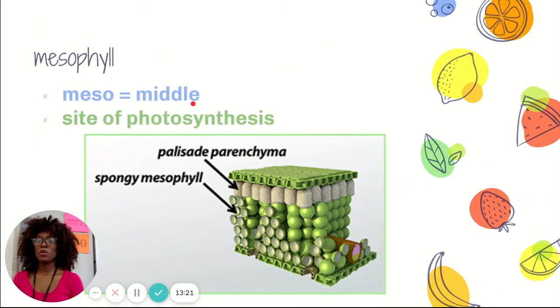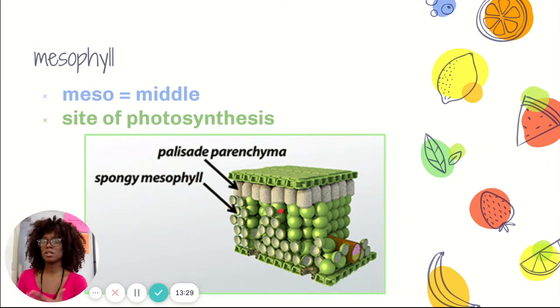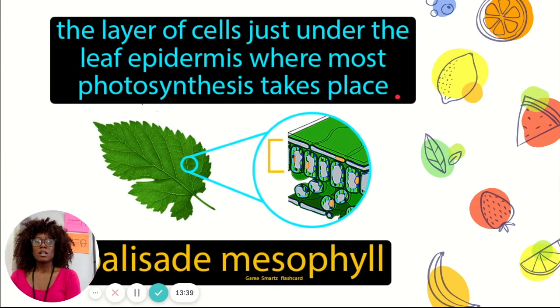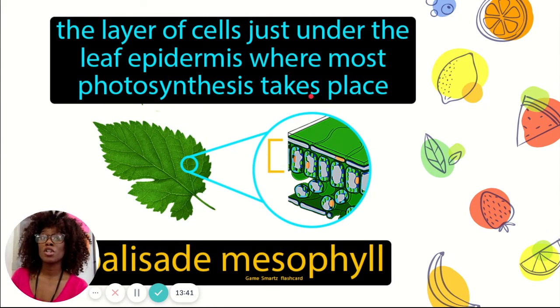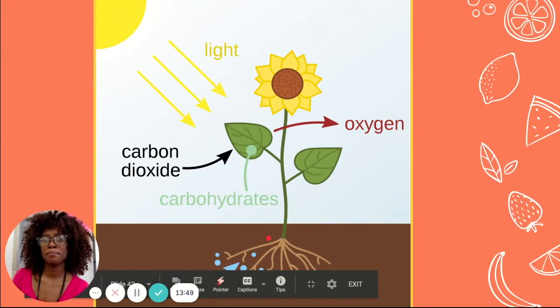The mesophyll. So meso just means middle. So it's going to be the middle of the leaf. The actual middle of the leaf is where photosynthesis actually occurs. So the top part of the leaf is meant to take in the light, and then it transfers it to the middle of the leaf where the photosynthesis actually truly occurs. The site of photosynthesis. That's a layer of cells just under the epidermis where most of the photosynthesis takes place, just as I told you. That is where photosynthesis occurs, in the mesophyll inside of the leaf.